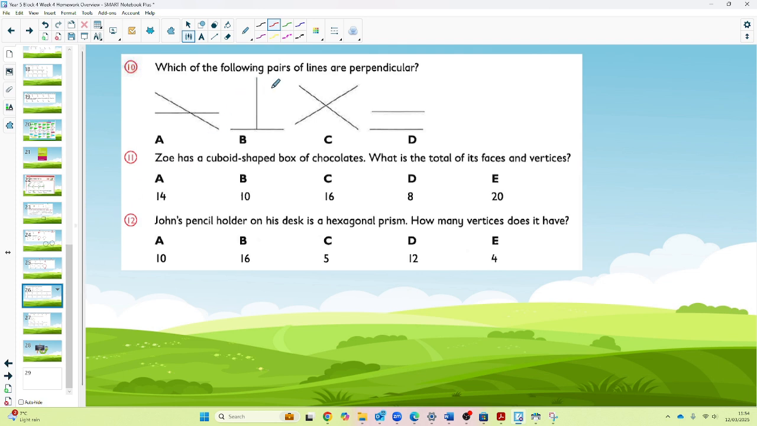Number 10, which of the following pairs of lines are perpendicular? So perpendicular lines create a right angle. So the answer to that one is B.